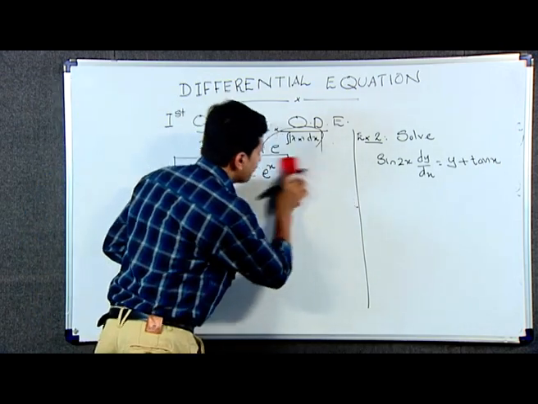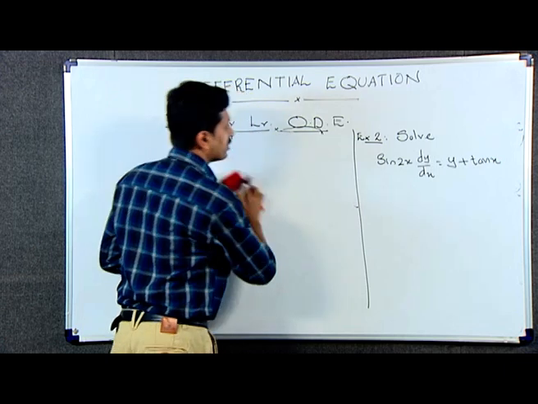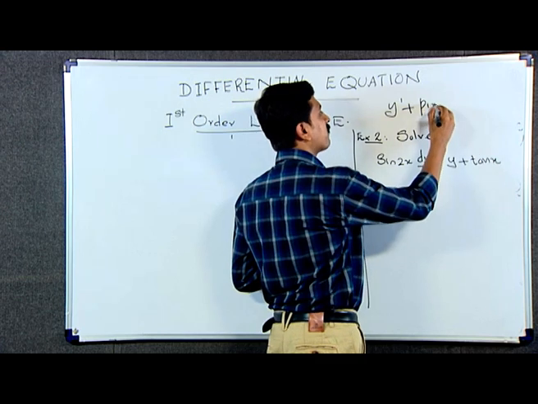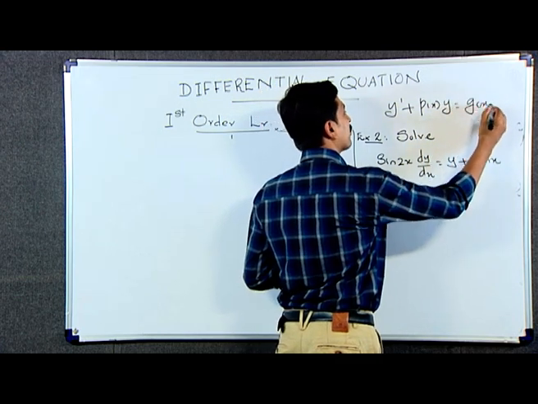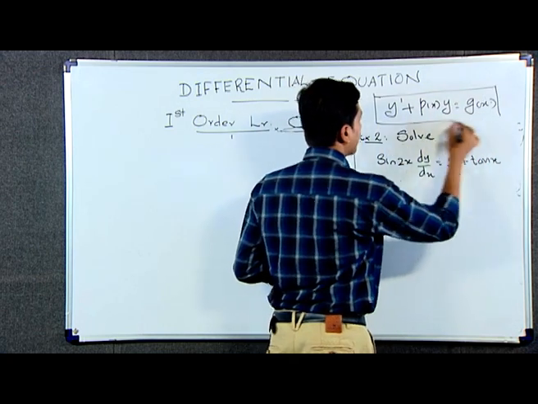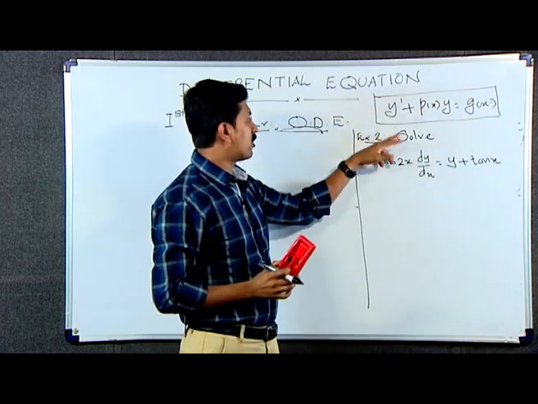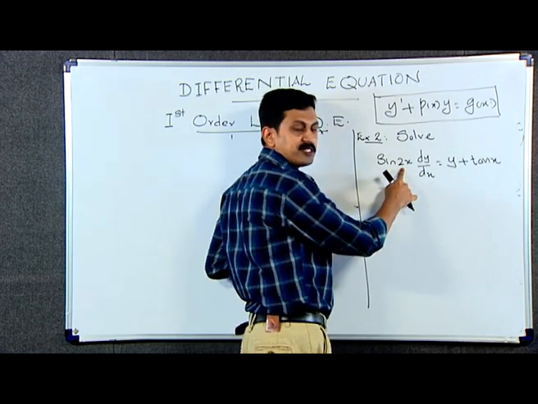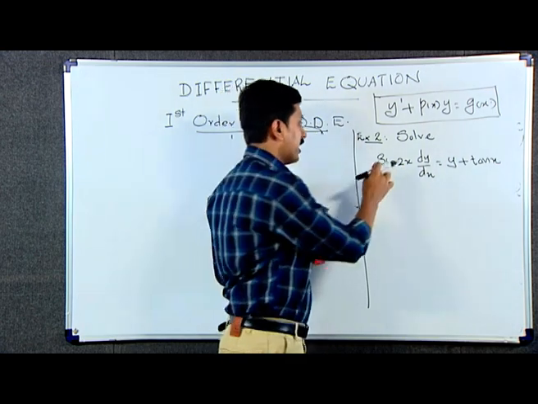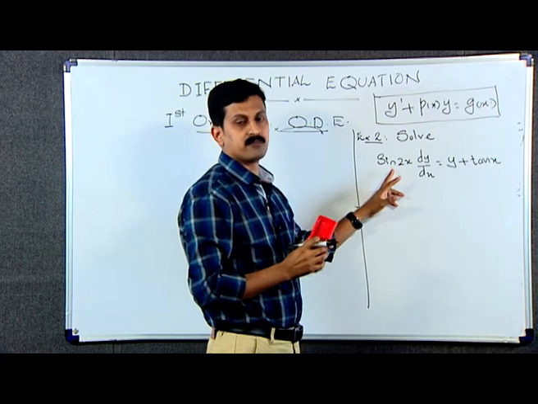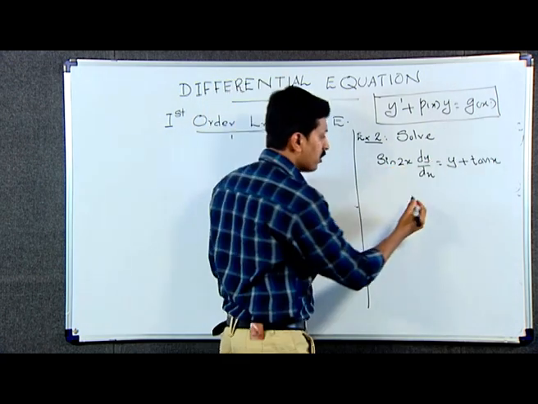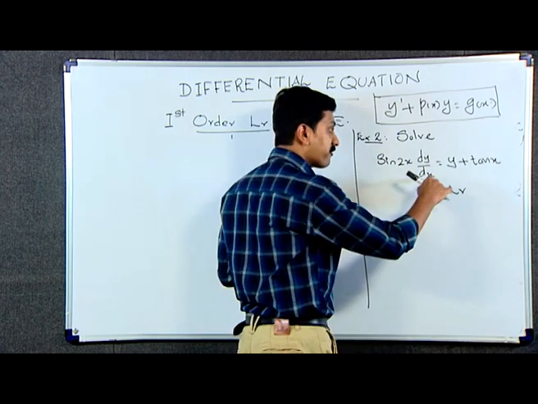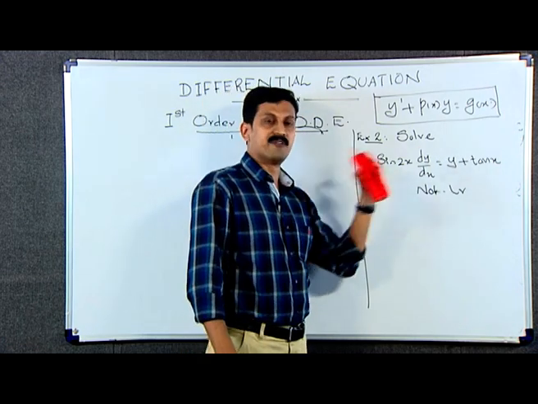Listen, we can compare this to our general form. Which is our general form? The general form is y dash plus p of x into y is equal to g of x. By comparing this with y dash, there is no other function coming, but here dy by dx is coming with sin 2x. So, this is the additional one. We have to remove this from here. Now, by seeing this, this is not linear. So, we have to make this equation a linear differential equation.